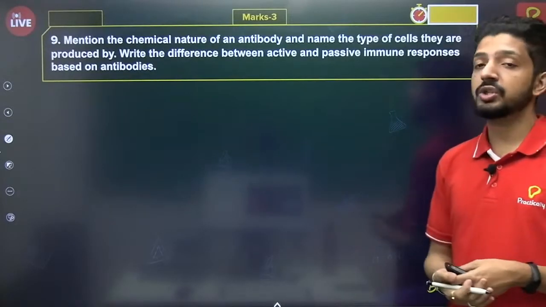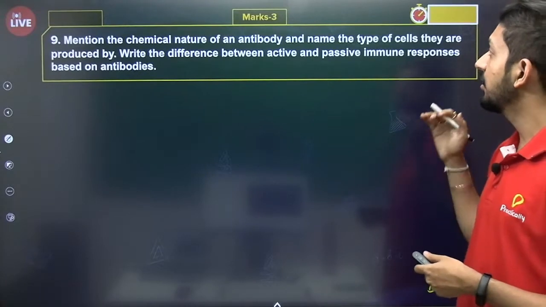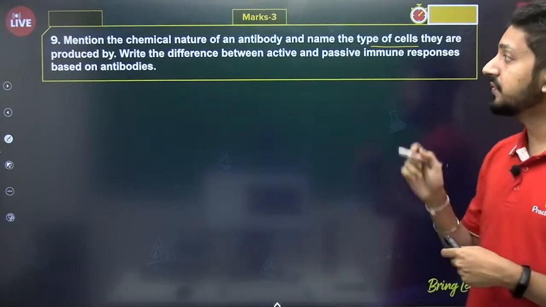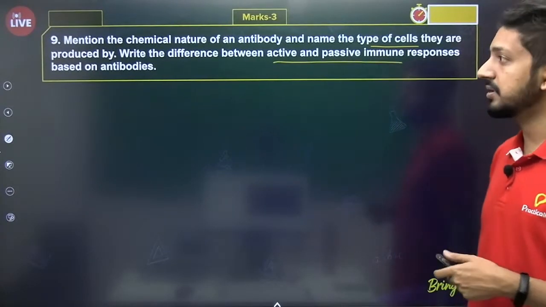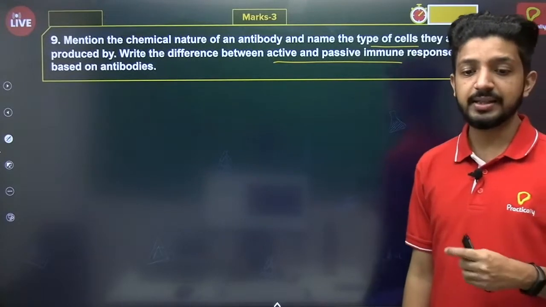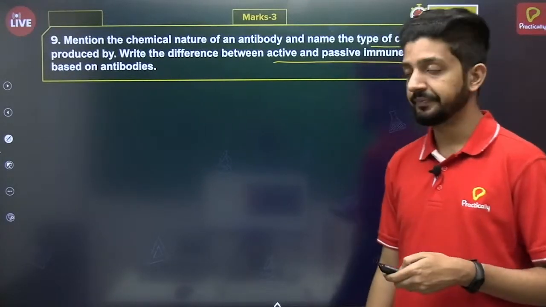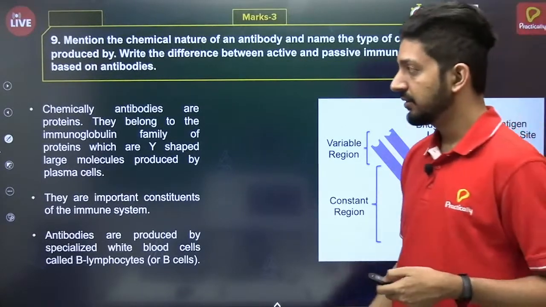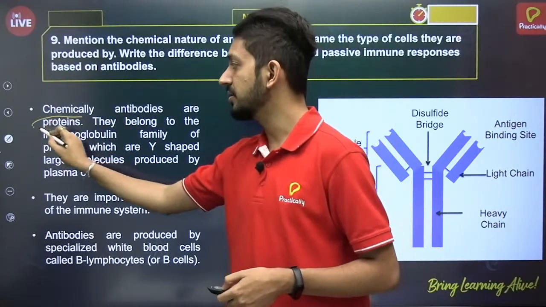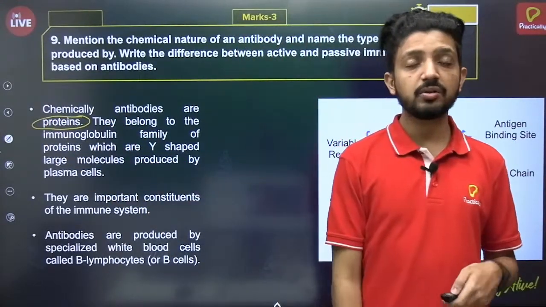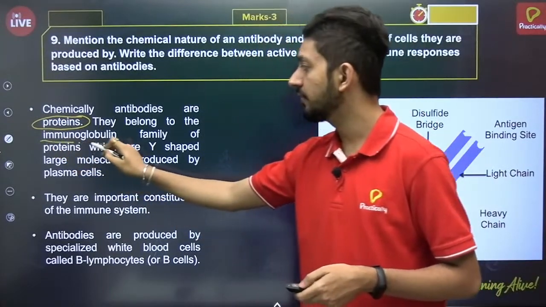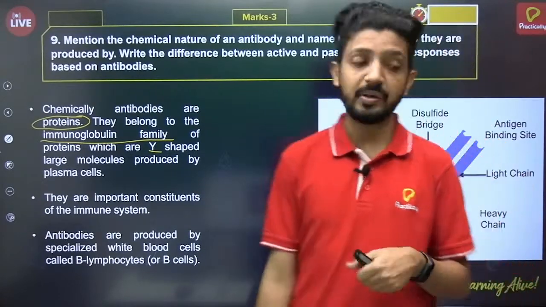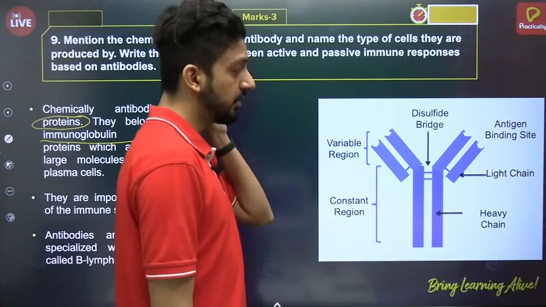Mention the chemical nature of an antibody and name the type of cells they are produced by. Also write the difference between active and passive immune responses based on antibodies. So again, this is a question from Human Health and Disease. Let's see the answer. Chemically, antibodies are nothing but proteins. They belong to the immunoglobulin family of proteins, which are Y-shaped large molecules produced by plasma cells, as you can see over here.